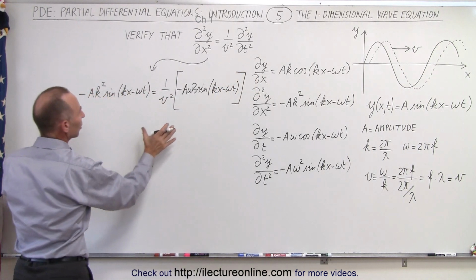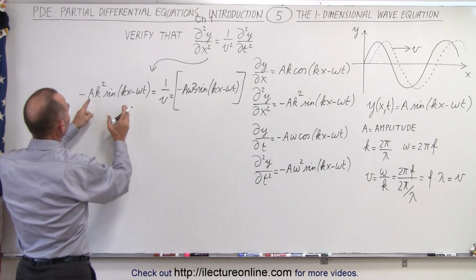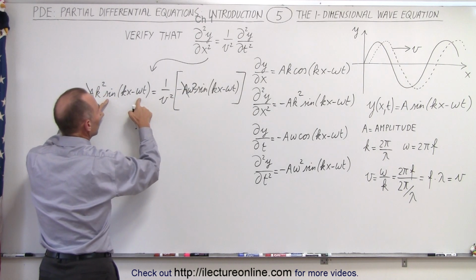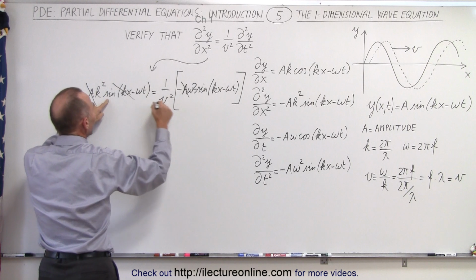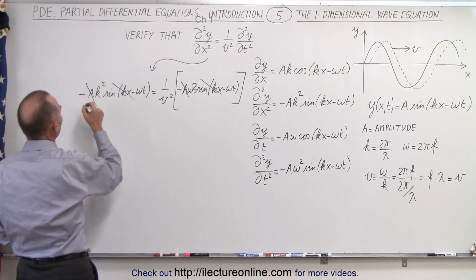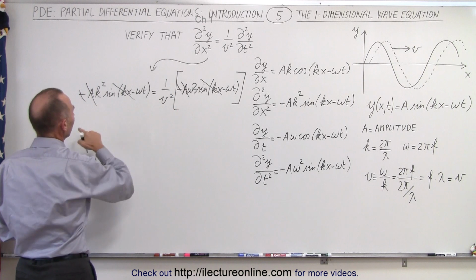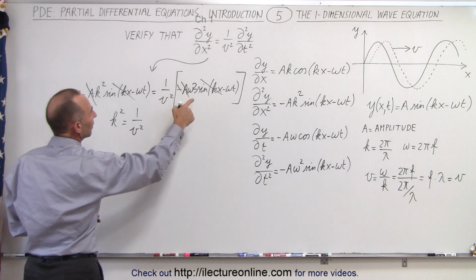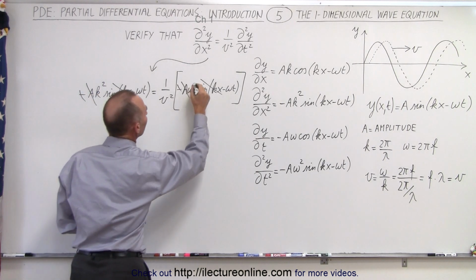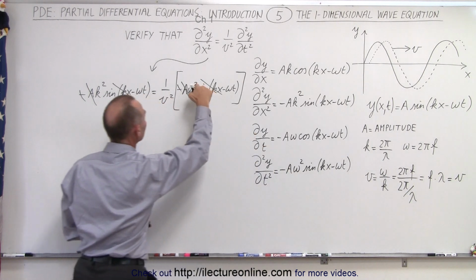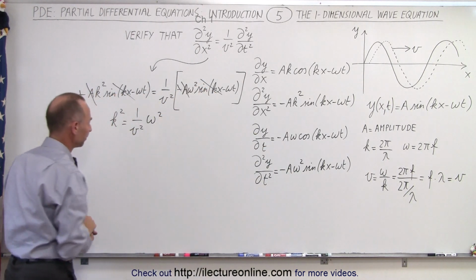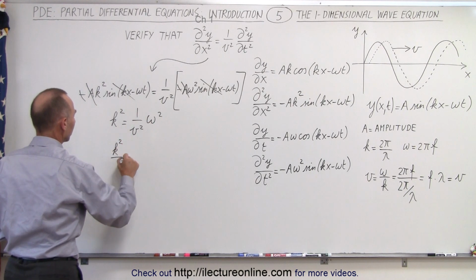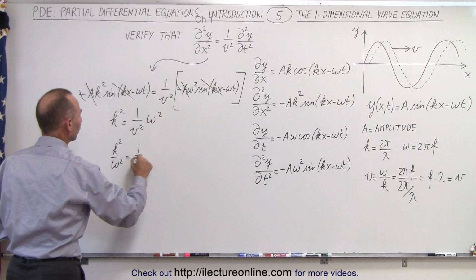All right, now let's take a look at this equation. We have an A on both sides, so the A cancels out. We have a sine of kx minus omega t on both sides, that cancels out. On the left side, we have a negative and a negative, that cancels out. So on the left side, we end up with k squared is equal to 1 over v squared times omega, and I forgot my square, didn't I? That's omega squared. Then when I bring omega squared down here, k squared divided by omega squared is equal to 1 over v squared.